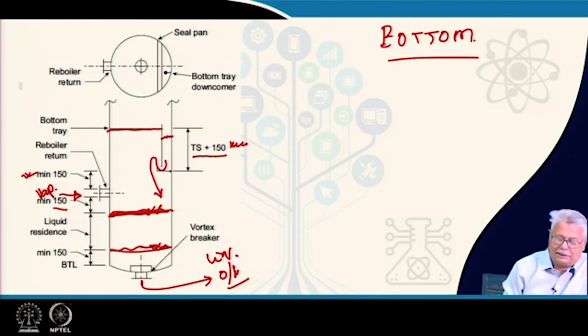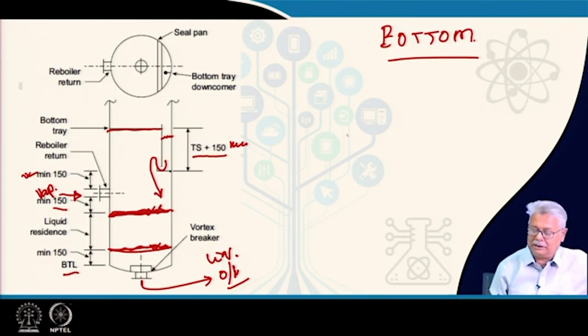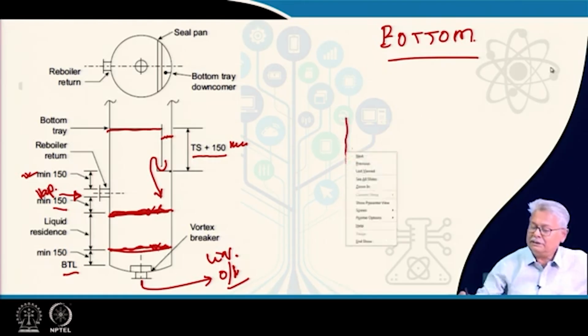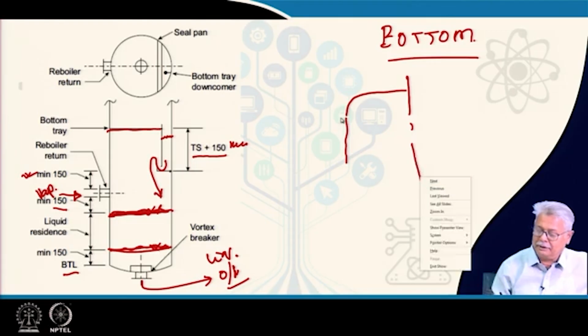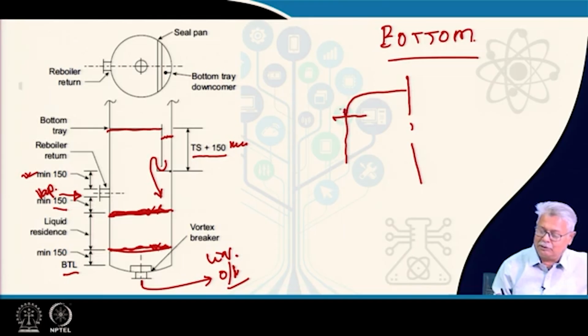The corresponding one typically is about 150 millimeters above the bottom tangent line. Now, I will just add one particular term here, which is a tangent line. Whenever you have a head, I am drawing only half of it, which is attached to a shell, what you will find is that there is a horizontal part of your head. Beyond that, you have a knuckle radius, and beyond that you are going to have a crown radius.